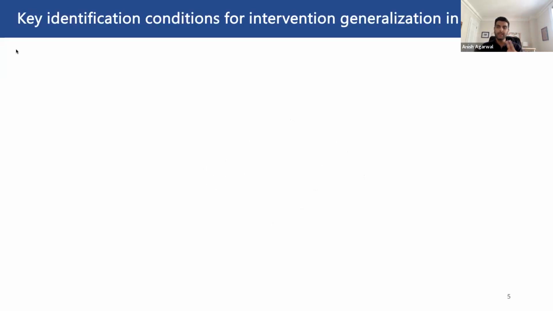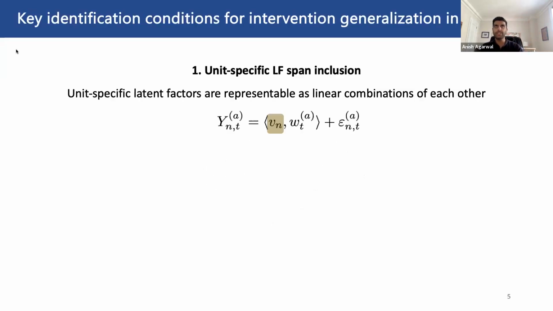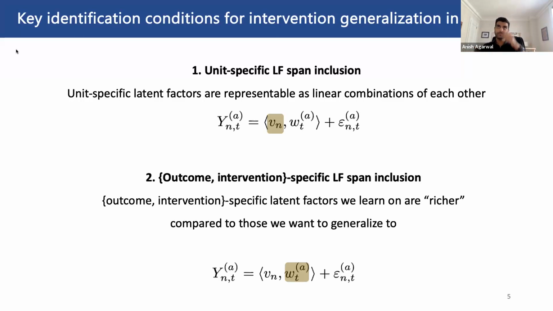And the kinds of identification conditions for generalization are as follows. They're both span inclusion conditions. The idea is that if I want to figure out what happened to some unit n under some unseen intervention A, the assumption is that the latent factor for that unit n can be written as some linear combination of the latent factors of other units that received intervention A. And so that basically lets you write the outcome of one unit as some linear combination of the outcomes of other units that received the given intervention.